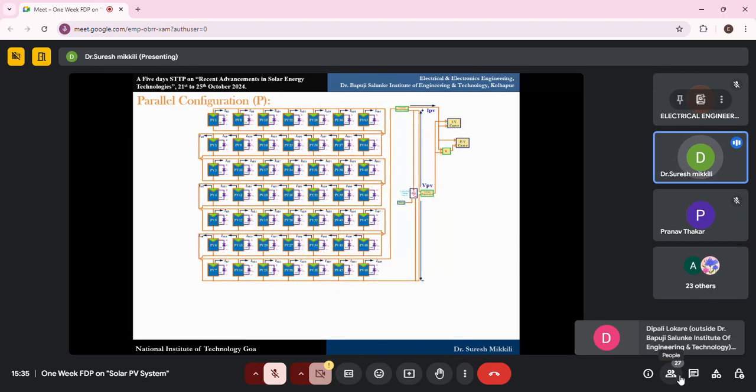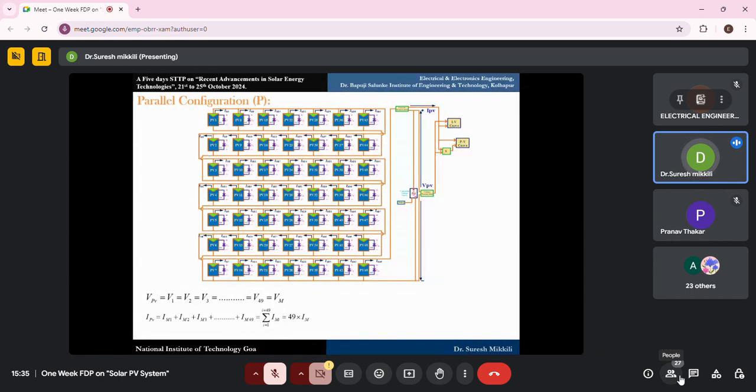Similarly, parallel configuration is used for low voltage and high current applications. Here it is reverse. The voltage across VPV will be equal to the voltage of one module, because all 49 modules are connected in parallel. And the currents will be added together, so it is 49 into Im.